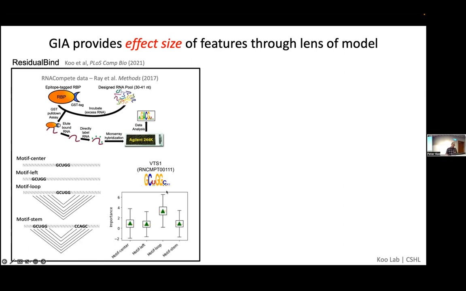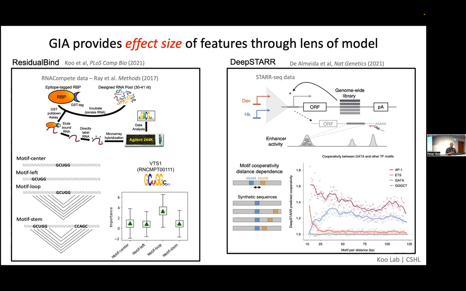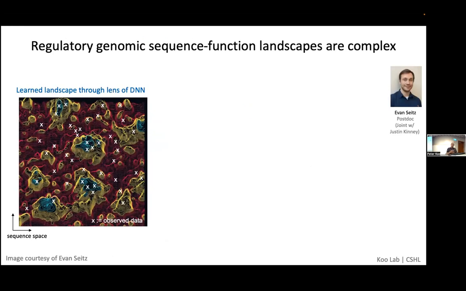And recently, the Stark Lab has also used GIA to interpret their neural network model called DeepSTARR. This was, again, STARR-seq data that measures enhancer activity in an MPRA-like reporter assay. Basically, they asked several interesting questions about higher order dependencies of motif flanks or even motif cooperativity and their distance dependence. And they even validated a lot of their GIA predictions. Together, this shows that the speculations we get of what we think the network is learning from attribution analysis, we can test with actual experiments in silico to show that the model is actually doing that.